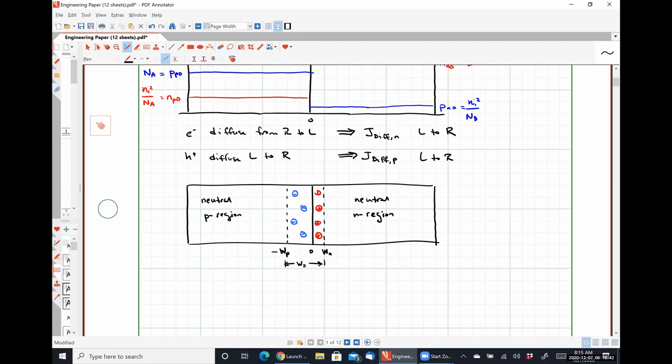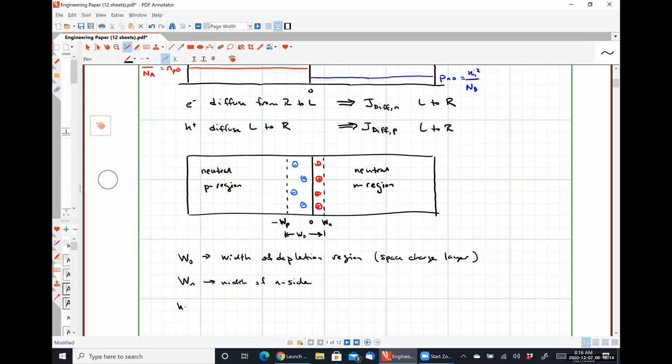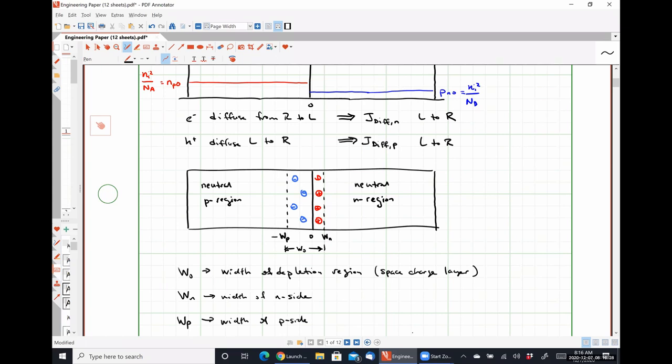So I want to be clear here. Depletion region or space charge layer, WN is the width of the N side, WP is the width of the P side. All right, so let me ask you guys a question that you may technically not know the answer to. That'll be okay.